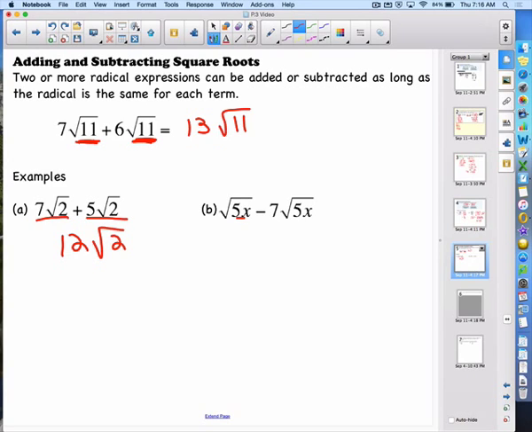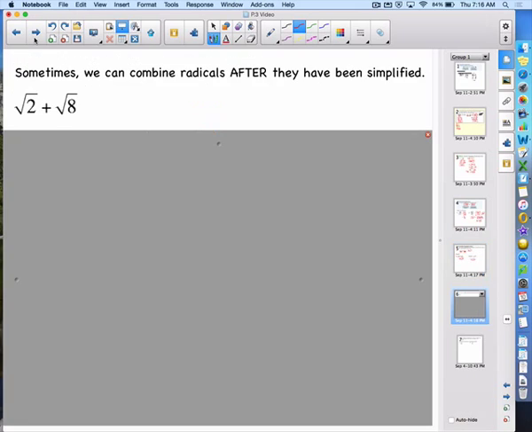Even if the stuff underneath involves variables, as long as it matches, we can keep doing the same thing. So in this one, it's technically 1 of these minus 7 of those. So we actually will have a negative 6 out front, and then multiply by the square root of 5x. So if everything matches to begin with underneath, you just treat it like combining like terms. If they do not match, then we might need to do some simplifying first.